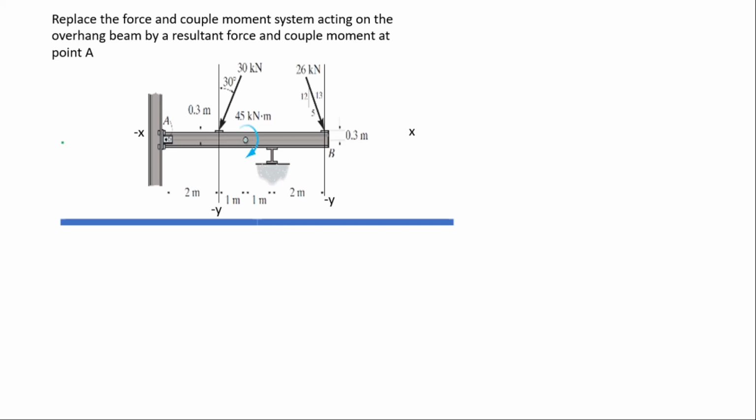In this video we are going to look at this question: replace the force and couple moment system acting on the overhang beam by a resultant force and couple moment at point A.